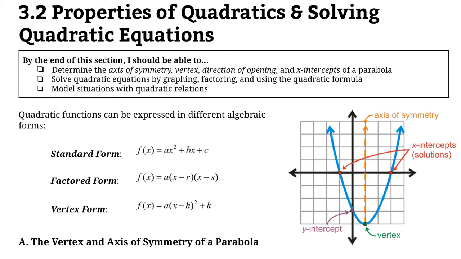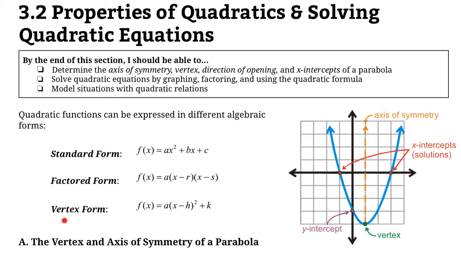Quadratic functions can be expressed in different algebraic forms. First, we have standard form, and this form is just a quadratic that is fully expanded and simplified. Factored form is also very useful because in factored form, this is just the quadratic relation where it's fully factored, but it also allows us to easily find our x-intercepts or roots.